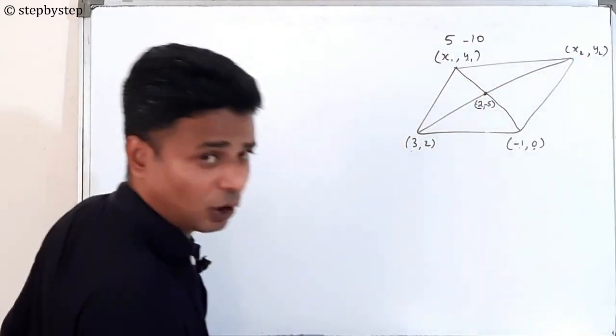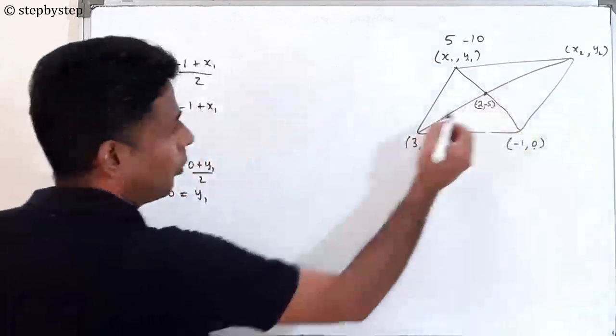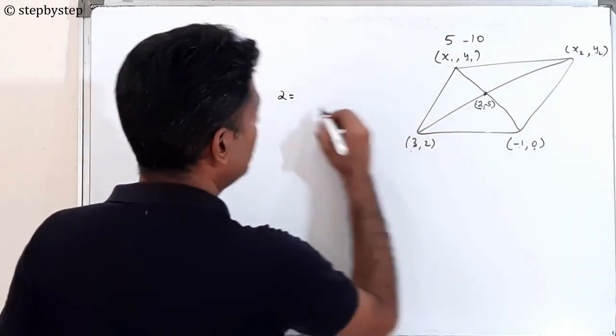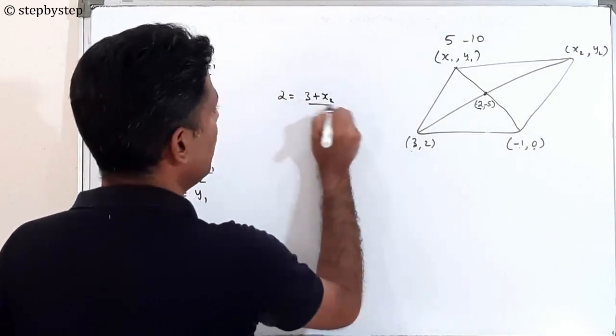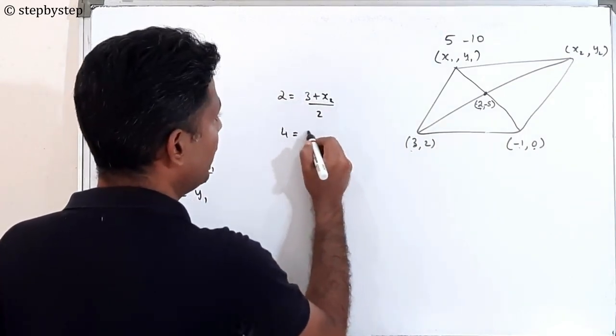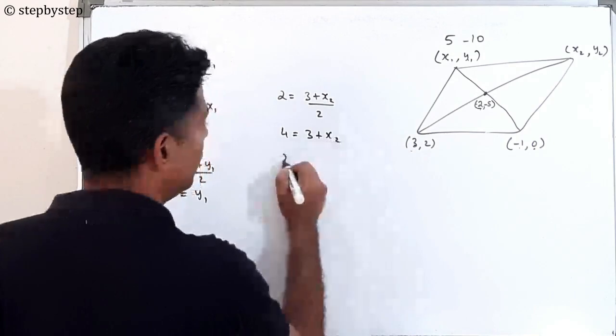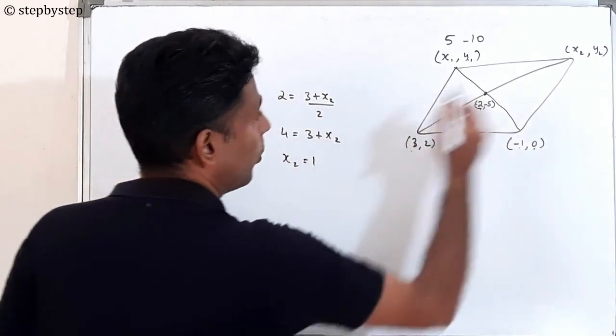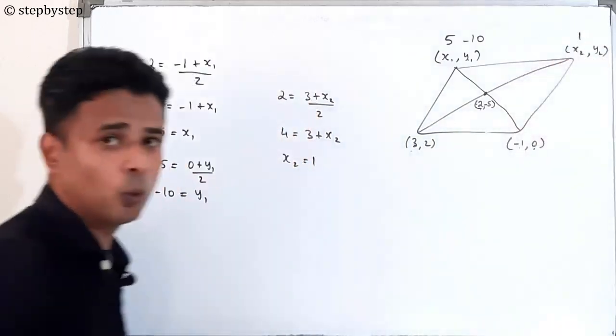Similarly, we will find this coordinate using this line. What is the x coordinate of the midpoint? 2, which is (3 plus x2) by 2. So I get 4 equal to 3 plus x2. So x2 equal to, plus 3 will become minus, 4 minus 3, 1. So this is 1.